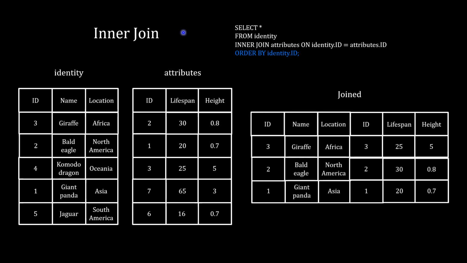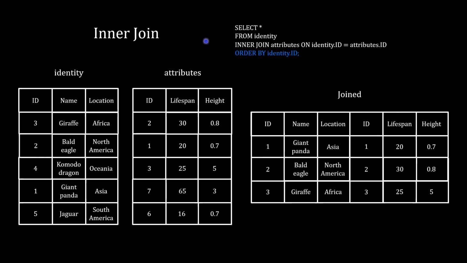Now this final clause is just an additional clause I've put in to neaten everything up, the order by clause, which will just order by the identity.id. So we're going to order by here. This neatens up the table, and that is how you would complete inner join in SQL.